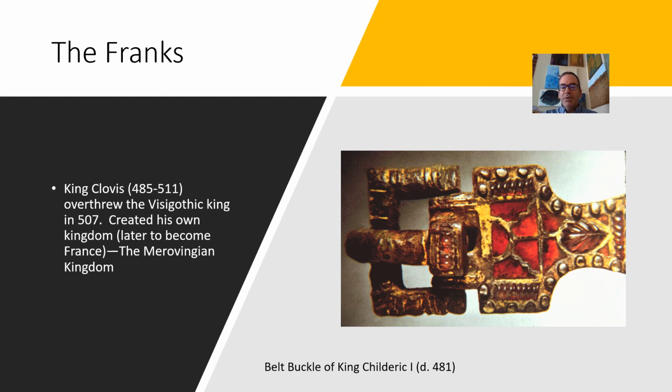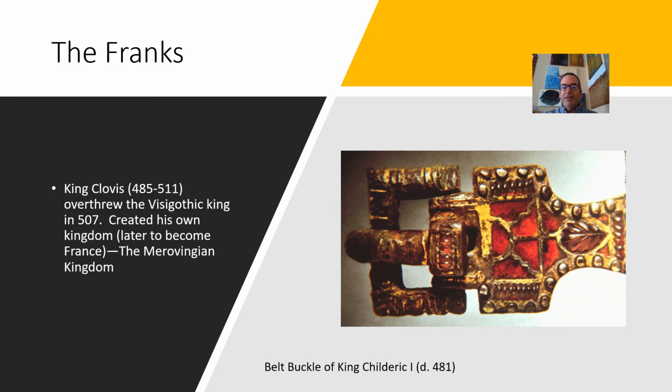So they move into what becomes modern France and Germany. You've got a king named Clovis, and I give you his possible dates here, 45 to 511, who overthrew the Visigothic king. So remember, the Visigoths are the ones who took control of a good part of Spain. And this becomes the Merovingian dynasty, or the Merovingian kingdom.